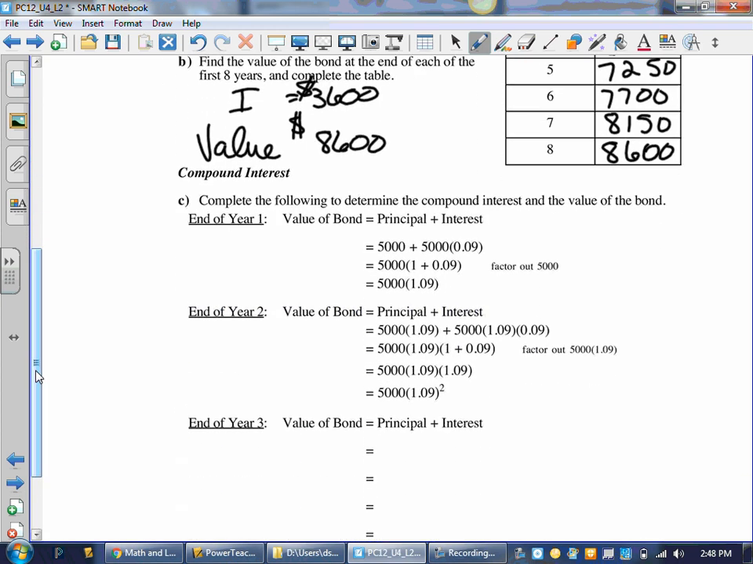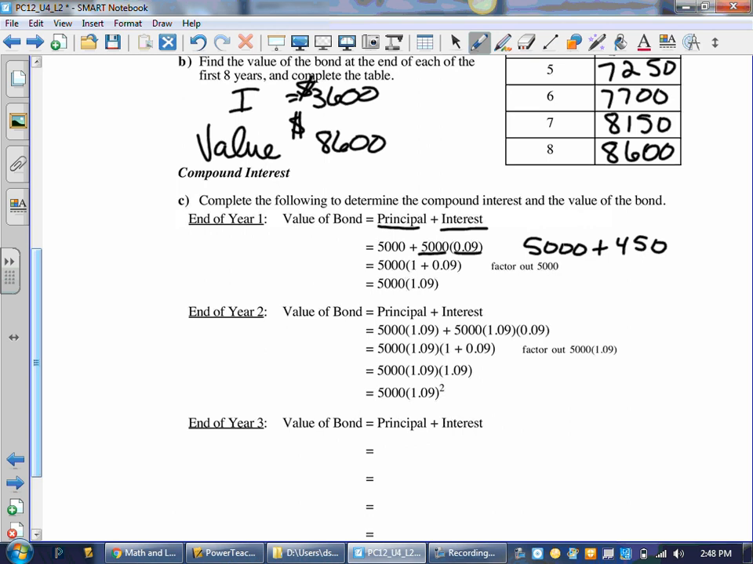Okay, what if we did compound? So what if we found the interest and added it on to the principal at the end of year 1, and then we found the interest on that? To do that, we take the principal and add on the interest. The interest the first time is exactly the same, the 5,000 times 0.09. Now, that would be 5,000 plus 450, correct?